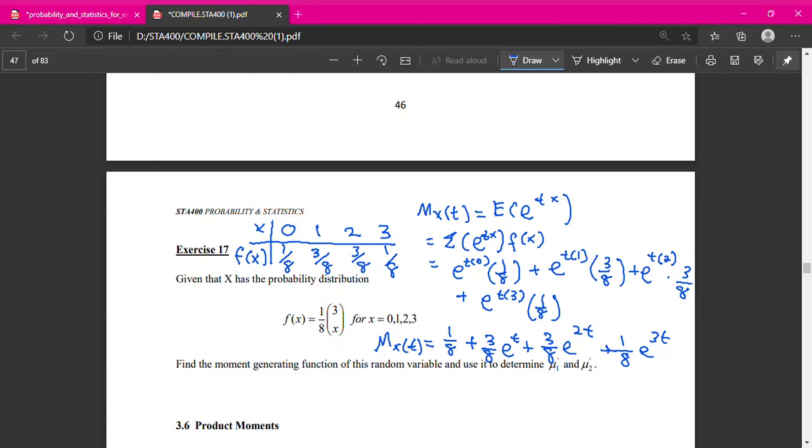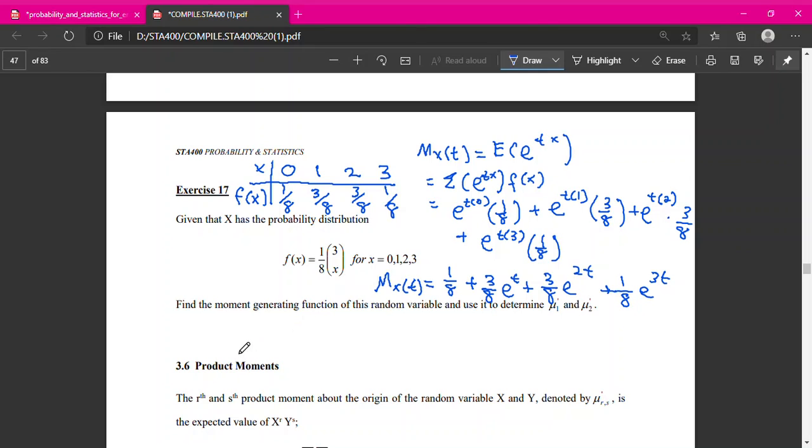Okay. So maksudnya function of MGF adalah in terms of t. Okay. Akan ada in terms of t. So this is the MGF function for this X random variable. So dikatakan find the MGF for this random variable and use it to determine the first moment about the origin and the second moment about the origin. Okay, which is first moment about the origin actually adalah expected of X.